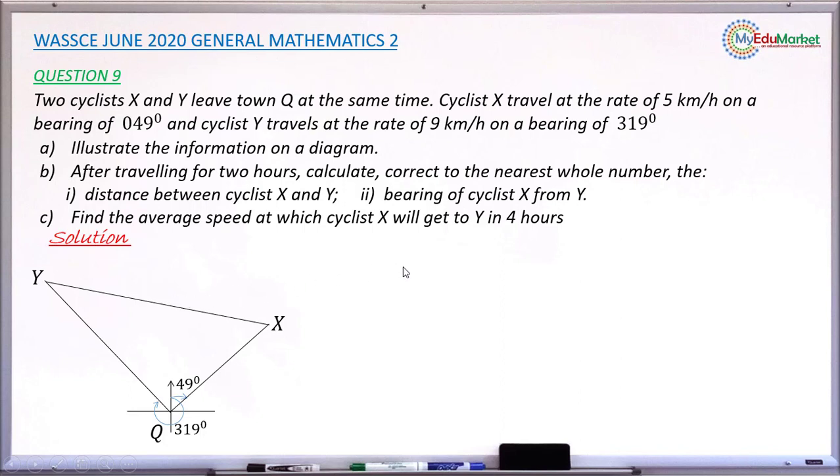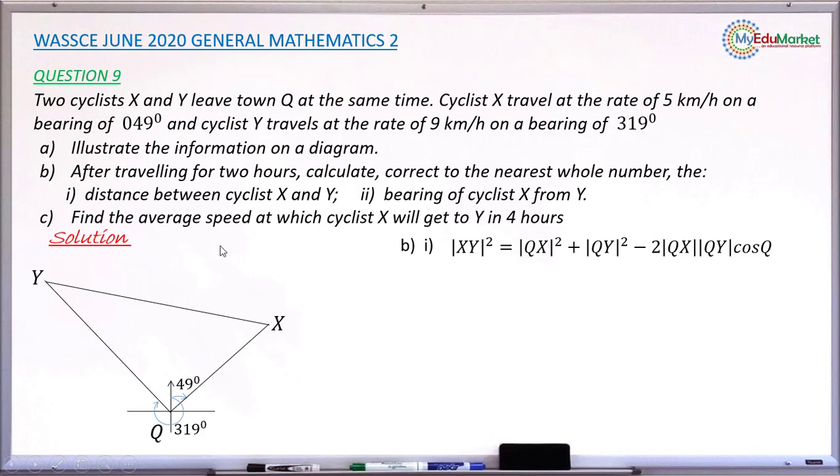So that will be x squared equals the distance QX whole squared plus the distance QY whole squared minus 2 times QX times QY multiplied by the cosine of the angle at Q, the angle at this very point. So our work now reduces to finding the distance QX, the distance QY, and the angle at Q. That is the angle inside this triangle at the point Q.